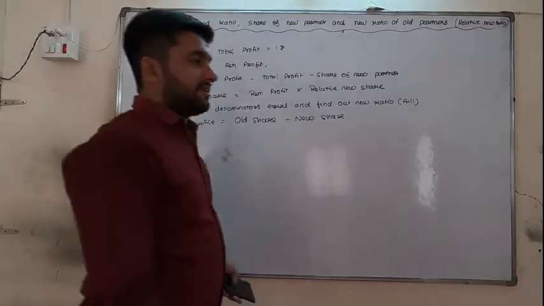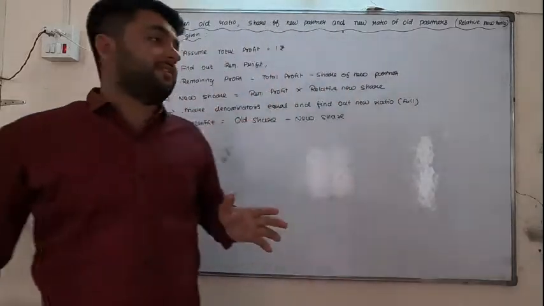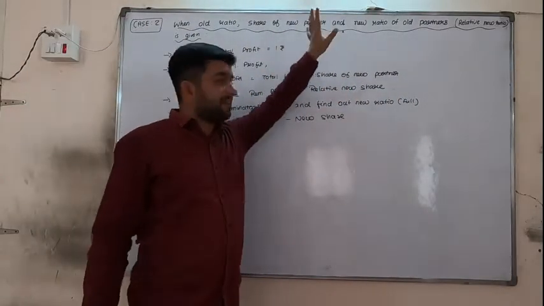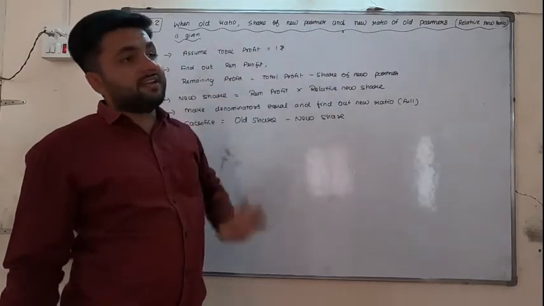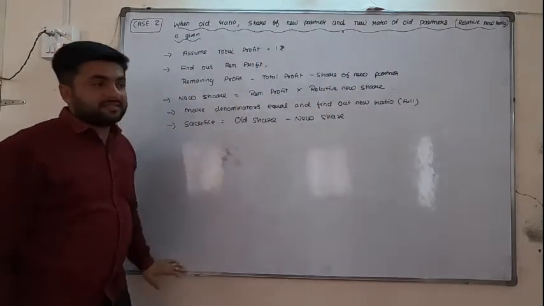So friends, these are the steps, and if you compare it with case 1, if you have understood case 1 properly yesterday, that new share is equal to remaining profit into old share, all other steps are the same. Here additionally the new ratio of old partners, meaning the relative new ratio, is given, so relative new shares are to be used. Otherwise this is the same.